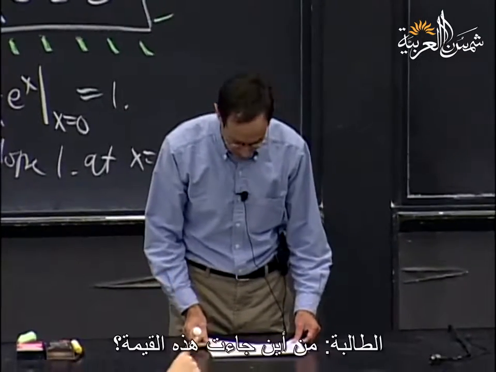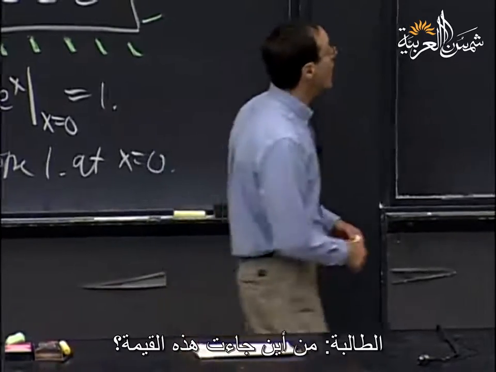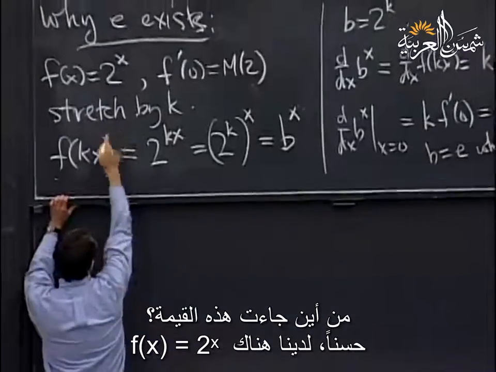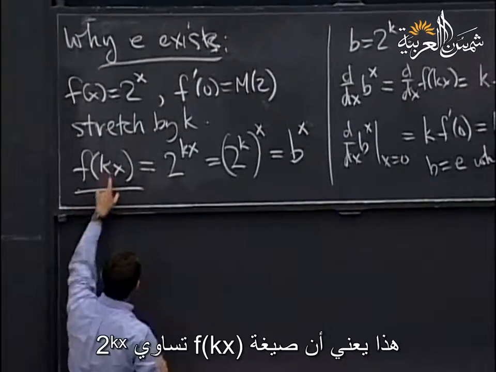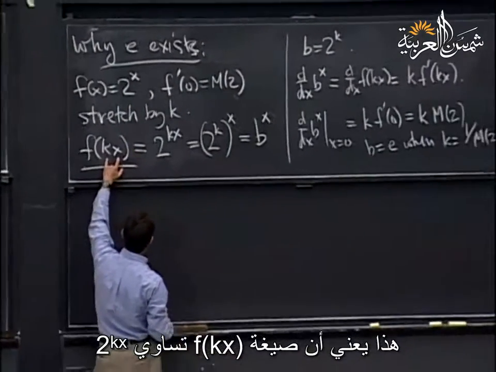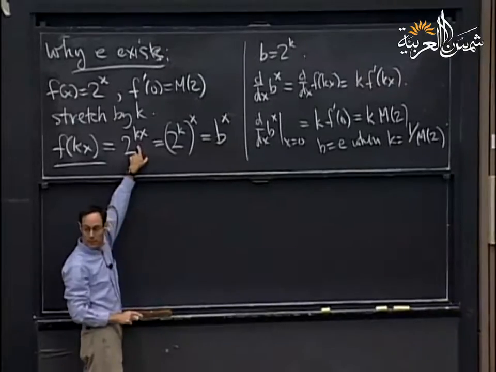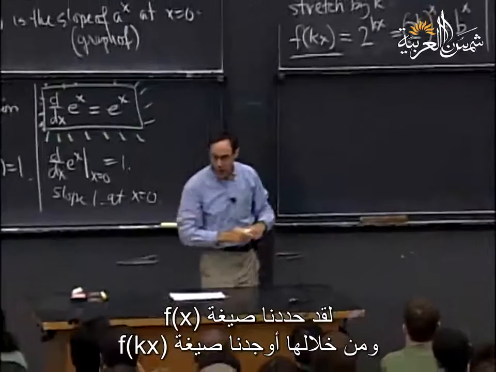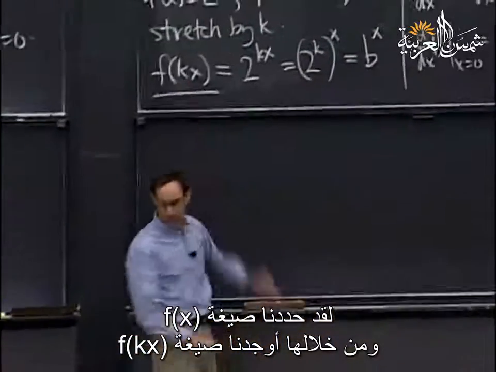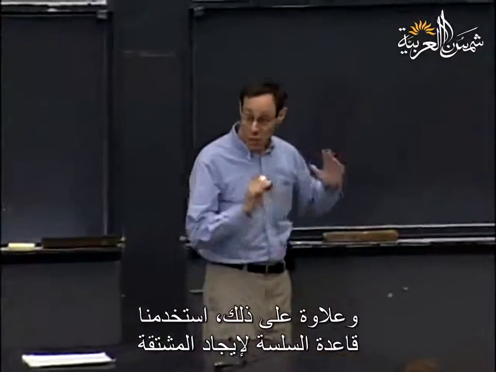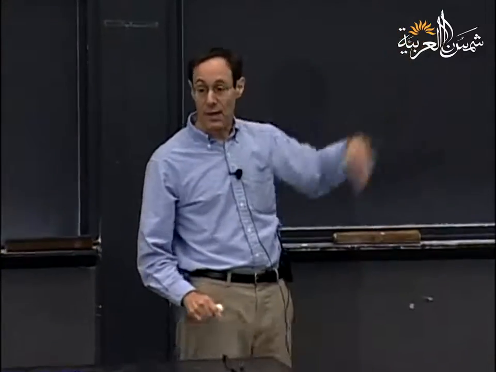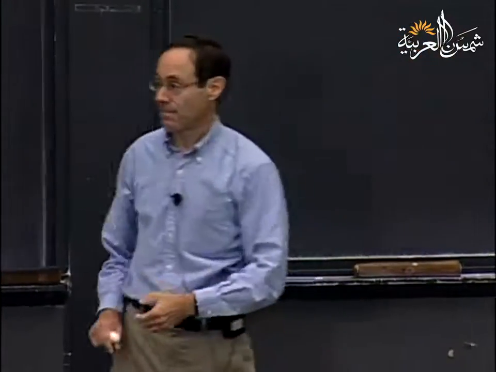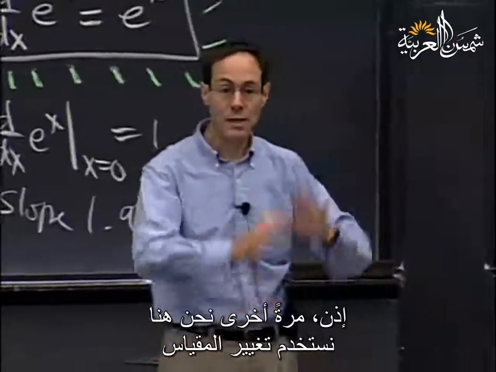Yeah? How do you know it's f of kx? How do I know? Well, f of x is 2 to the x. If f of x is 2 to the x, then the formula for f of kx is this. I've decided what f of x is. So therefore, there's a formula for f of kx. And furthermore, by the chain rule, there's a formula for the derivative. And it's k times the derivative of f. So again, scaling does this.